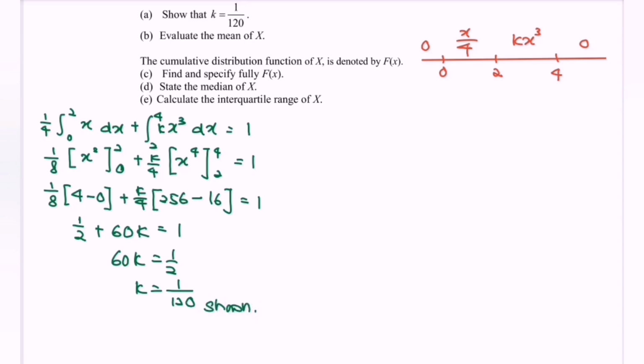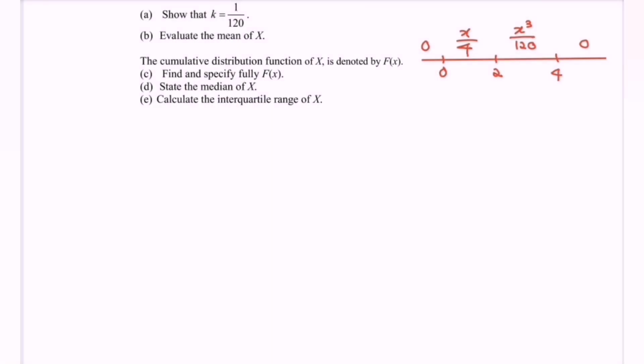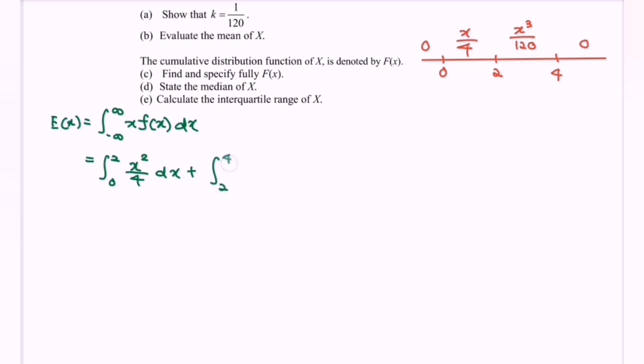Substitute the value k into the real number line. Now refer to question B. Evaluate the mean of x, where E(X) is equal to the integral from negative infinity until infinity of x multiplied by f(x) dx. So let's begin. Integrate from 0 until 2, x squared over 4 with respect to x, plus integrate from 2 until 4, x to the power 4 over 120 dx.